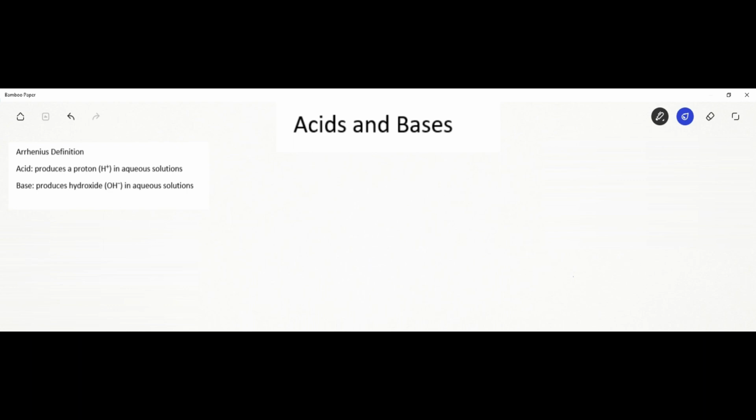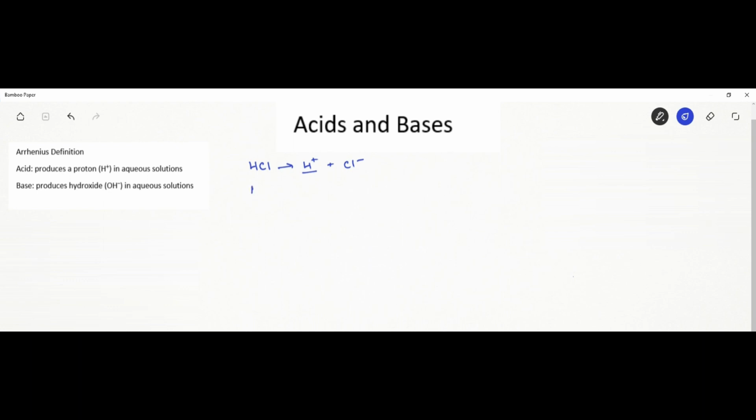Now, in the Arrhenius definition, an acid is a molecule that is going to produce a proton in aqueous solution, and a base is a molecule that is going to produce a hydroxide ion in aqueous solution. So let's see an example of this. Let's take hydrochloric acid for our acid. When we put it in water, we get a proton, or an H plus cation, and a chloride anion. It is an acid in the Arrhenius definition because it has produced a proton.